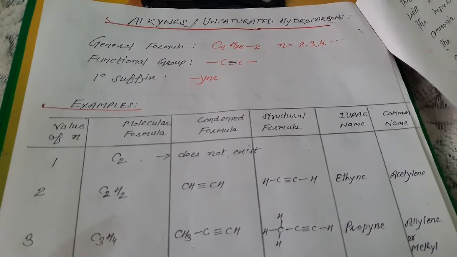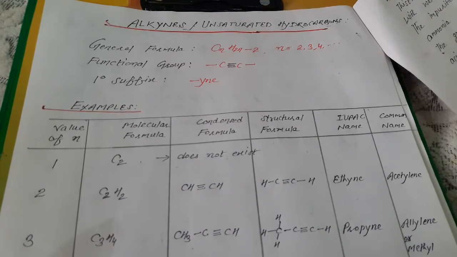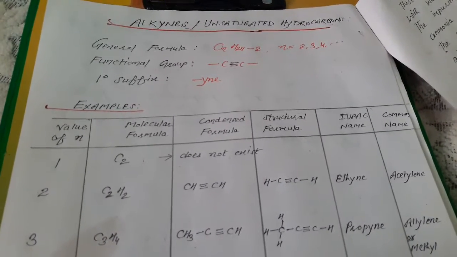So today we are going to start the last article of organic chemistry, alkynes. Alkynes are also known as olefins, unsaturated hydrocarbons. Okay. So let me start with the introduction.